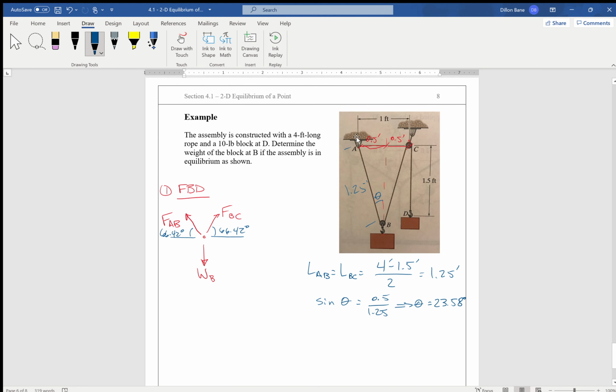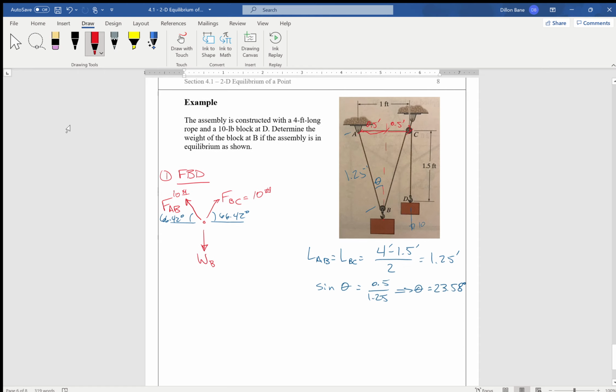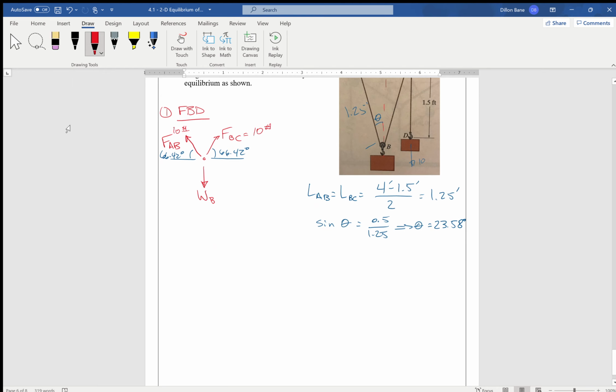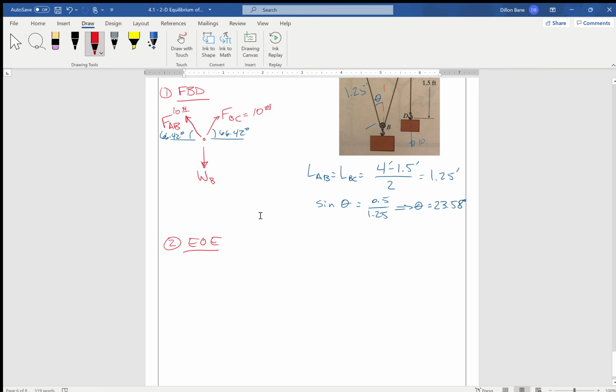And keep note too, since we're working with pulleys, if block D is 10 pounds, then the tension that is in this rope all across these pulleys is 10 pounds. So FBC is equal to 10 pounds. FAB is equal to 10 pounds. And now that we know both the magnitude and the direction of FAB and FBC, we can just solve for WB. So step number 2, let's apply our equations of equilibrium. We only need one since we've only got one variable in the y direction.